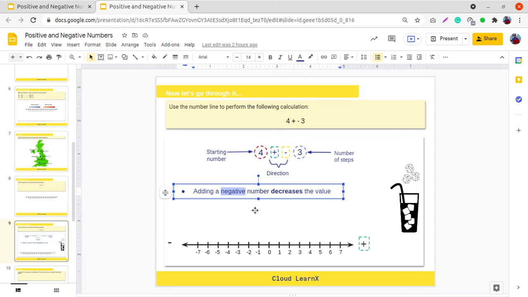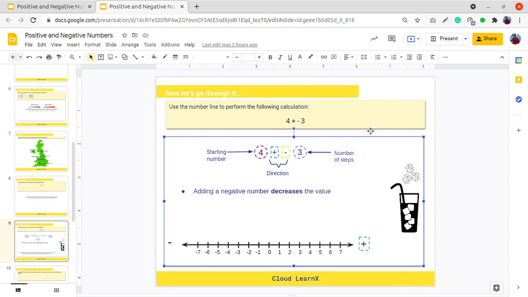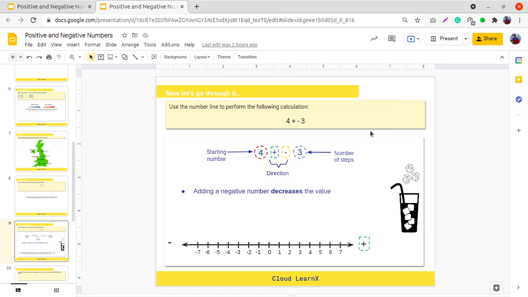Adding a negative number decreases the value, which is the main concept around this question, right? So I've been very straightforward about the concept, but I haven't really given anything on how you would do the rest of it, like the exact process. I've only given you the concept.